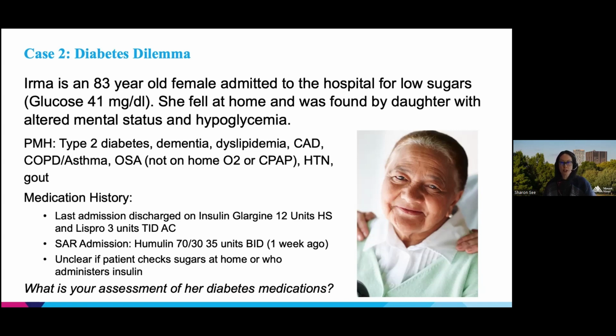She was last discharged from the hospital on glargine 12 units and Lispro TID. So she was on basal bolus at home on discharge. And then when she went to the SAR, she was given 70-30 twice a day. We don't know if she checks her sugars. So it was kind of a mess. So what's our assessment here of her regimen?